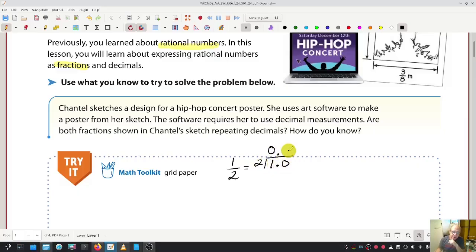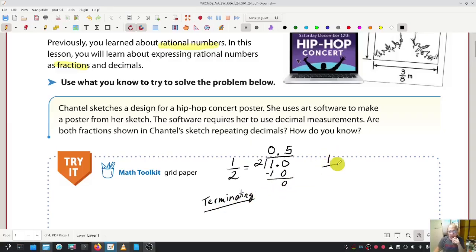2 goes into 10 5 times. Notice I'm ignoring the decimals. 2 times 5 is 10. 10 minus 10 is 0. I have no remainder, so 1/2 or half is 0.5, which is a terminating decimal. Like the Terminator, it kills things, it ends.